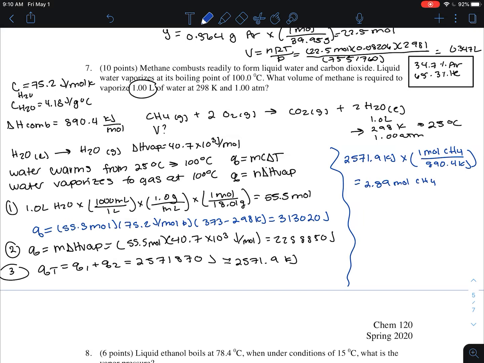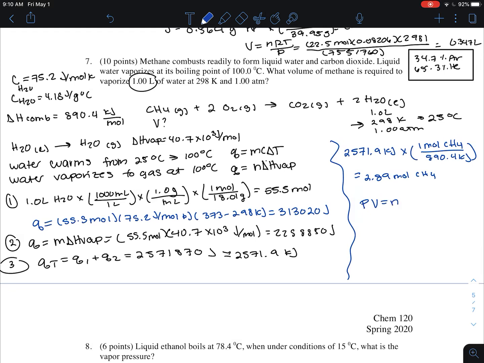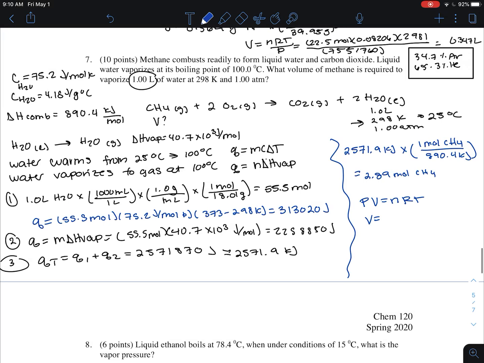This gives me 2.89 moles of methane. Again, because you have the heat of the combustion. Now, we needed to know after that combustion heat how much more heat was used to make that water. We're working backwards. So now that we've figured that heat out, we can use the overall heat of the reaction to isolate for the moles of methane. And then it just becomes the ideal gas law to solve for your volume.